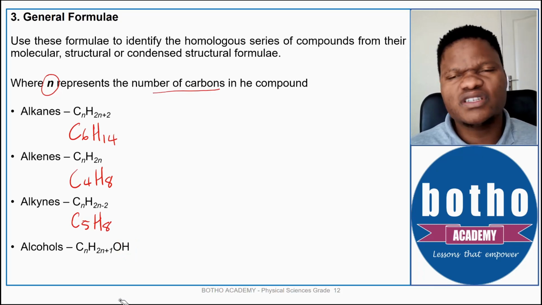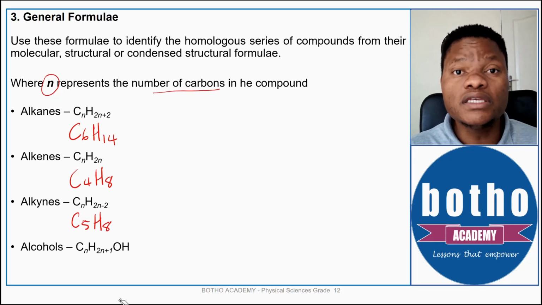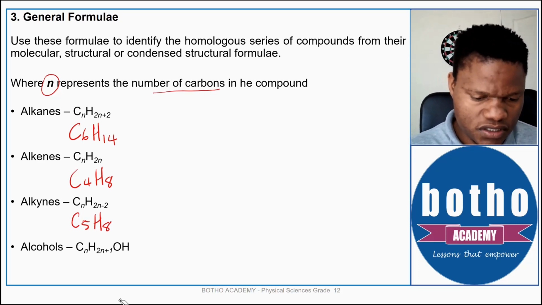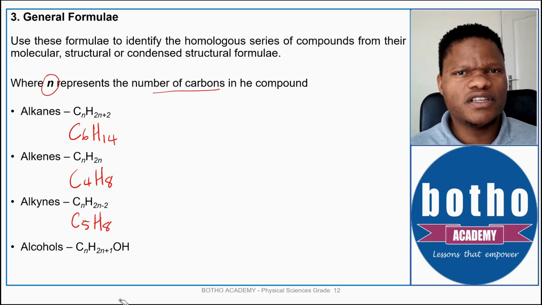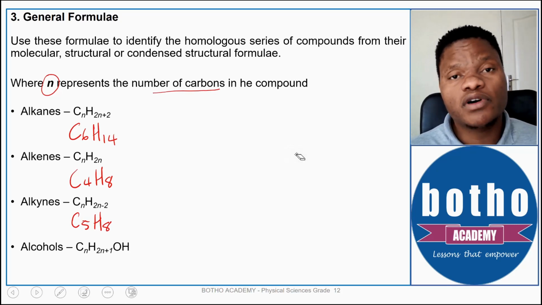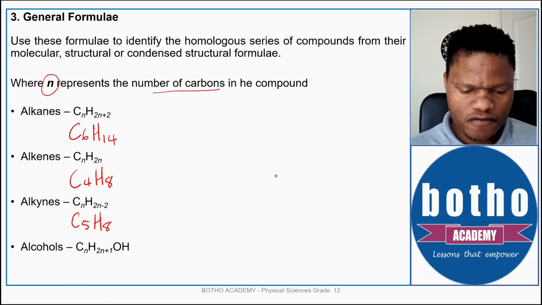I think the alcohols are a little bit easier to identify, because as soon as you see the OH, you are able to tell that this is an alcohol. So these are general formulae that can assist you to identify the homologous series and also to be able to draw the accurate number of hydrogens per the number of carbons.